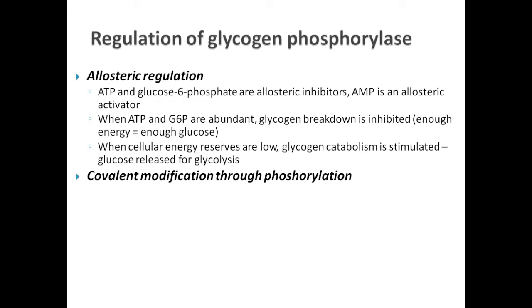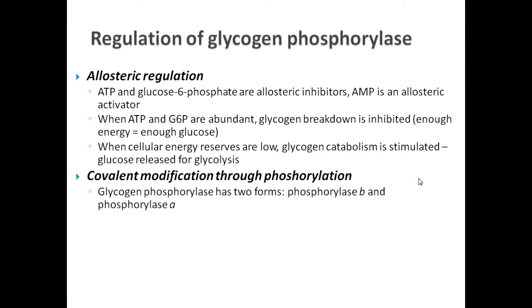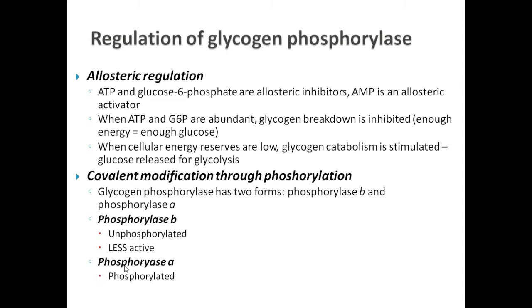There's also, as I said, covalent modification through phosphorylation of the enzymes. Glycogen phosphorylase has two forms: a phosphorylase B and a phosphorylase A form. In the B form, which is unphosphorylated, the enzyme is less active. In the A form, the enzyme is phosphorylated and it is more active. So keep in mind that for the phosphorylase, phosphorylated means more active, and dephosphorylated or unphosphorylated means less active.